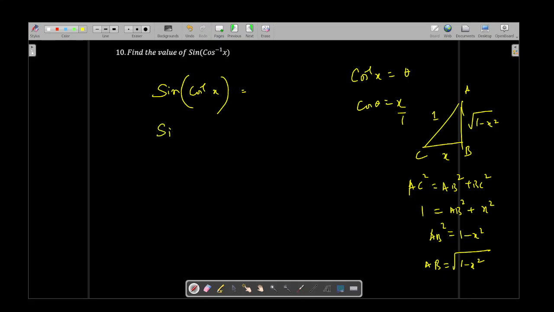So in place of cos inverse of x, I can write sine inverse of the opposite side, square root of 1 minus x square, divided by 1. Now I can cancel sine and sine inverse. The answer for this is square root of 1 minus x square.